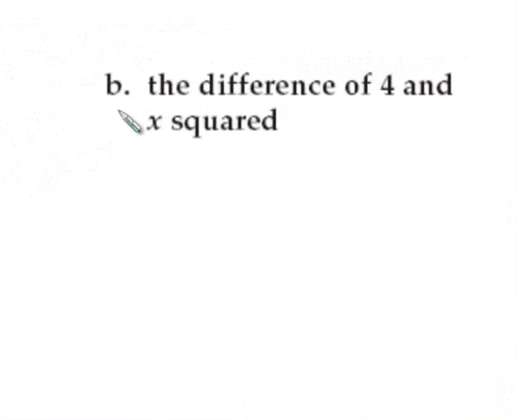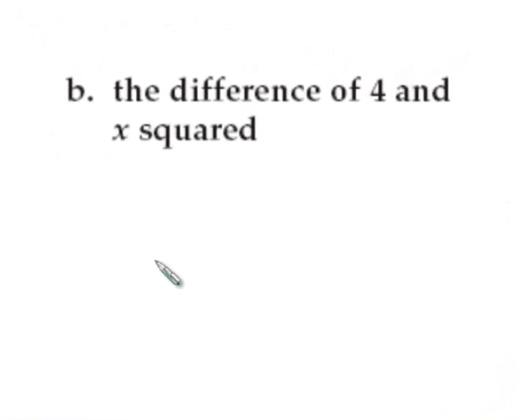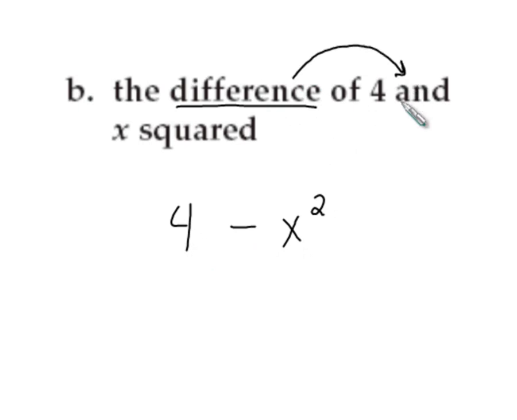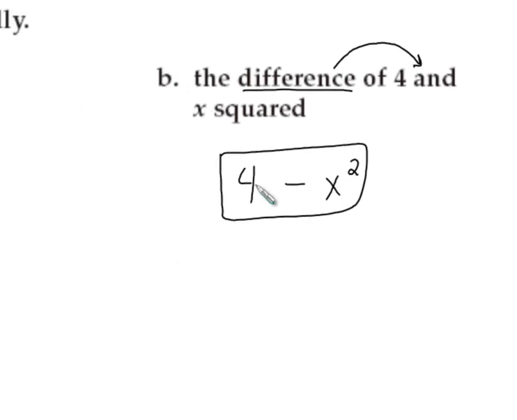If we go to letter B, the word difference means subtraction, so we're going to do the difference of 4 and x squared. And again, this word difference points forward to the word and, which is where we're going to write the subtraction sign in this case.